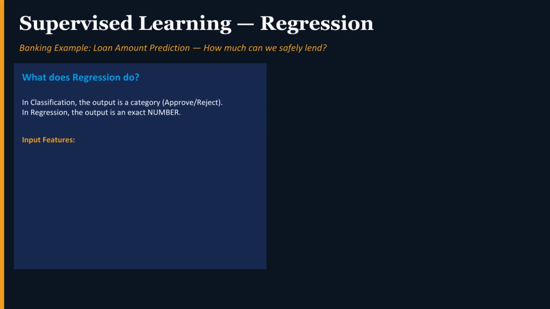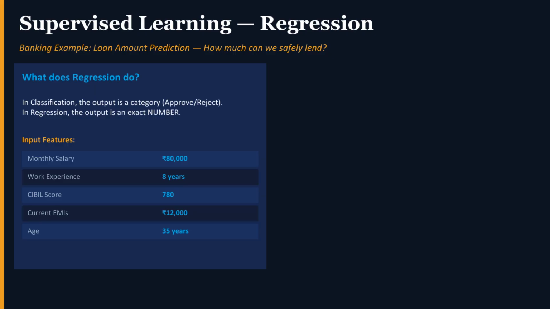Let's say we have a customer Jack. He's 35 years old, earns 80,000 per month and has 8 years of work experience, a CIBIL score of 780 and currently pays 12,000 in existing EMIs. Jack walks into his bank and asks, "How much home loan can I get?" Now, a traditional banker might sit down, open a spreadsheet, apply some thumb rules, and come back after 30 minutes. But with a regression model, this happens instantly.